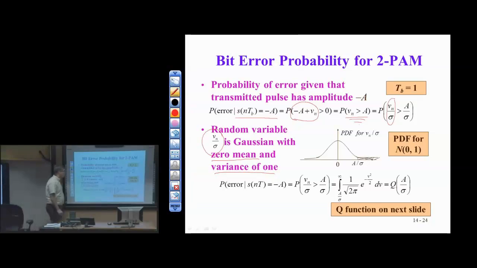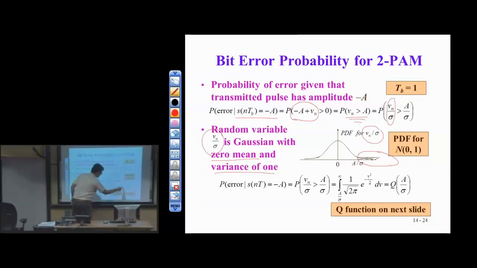Okay, so when this inequality holds, basically what I need to do is ask, what's the probability that this normalized V of n over sigma is greater than A over sigma? Well, it's this part of the PDF, in the tail. So if I integrate the area under the tail of this normalized random variable, V of n over sigma, then that's the probability of making a mistake. It's hard to do this in closed form, so we integrate the probability density function from A over sigma to infinity, which is the tail.